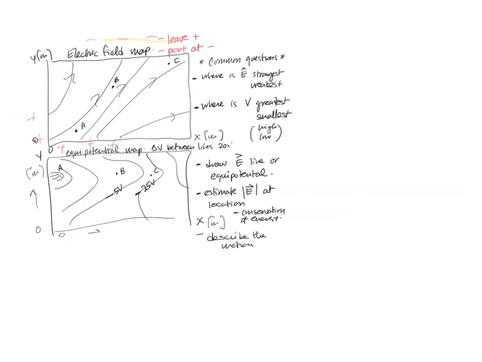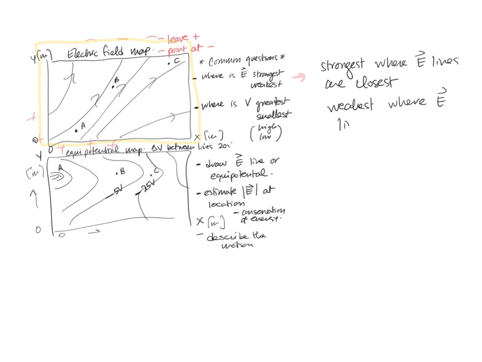How is the electric field map just different? So where is the electric field the strongest or the weakest? Strongest where the electric field lines are closest together. Weakest where they're furthest apart. This is not so different from equipotential.